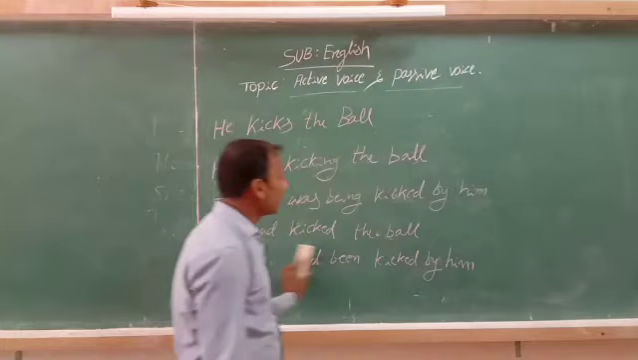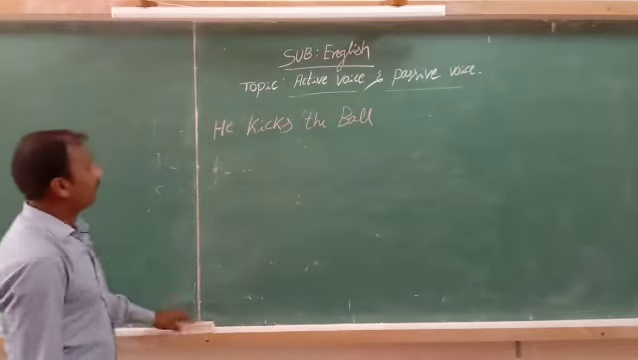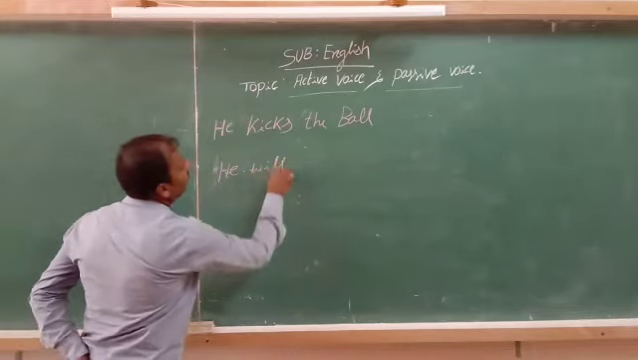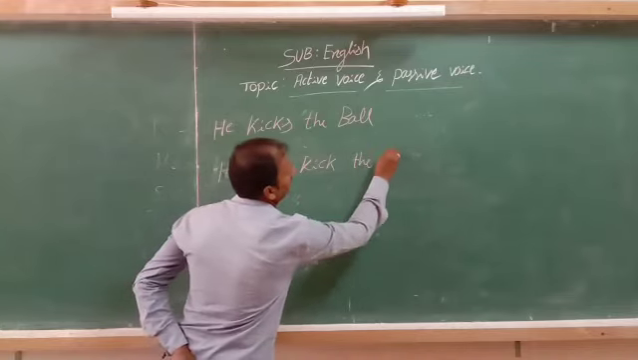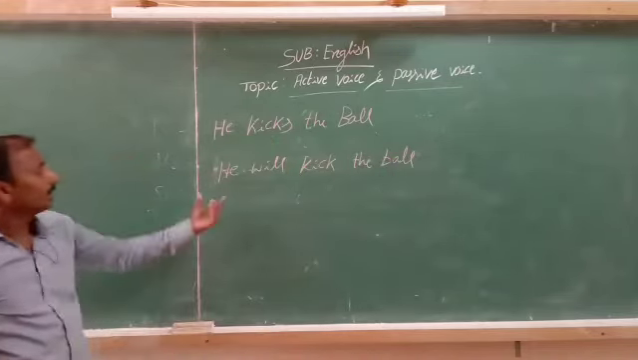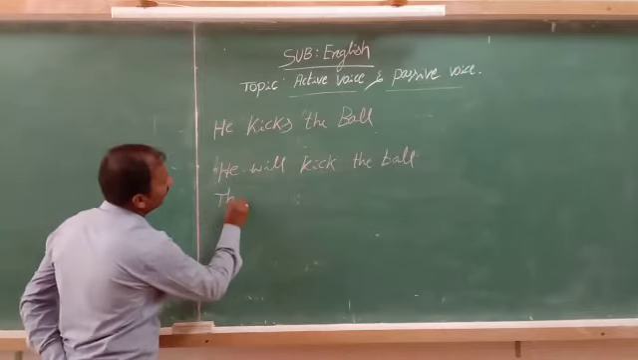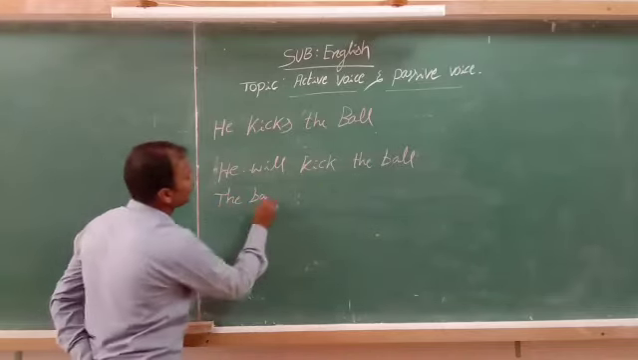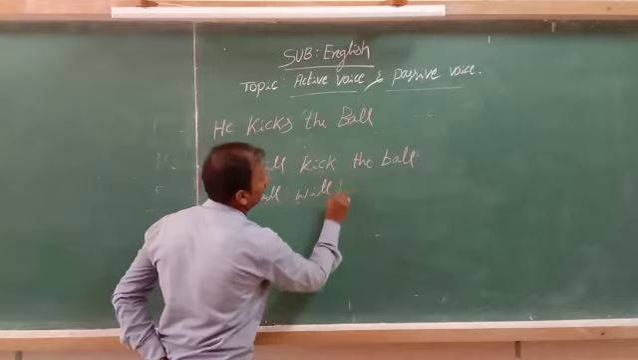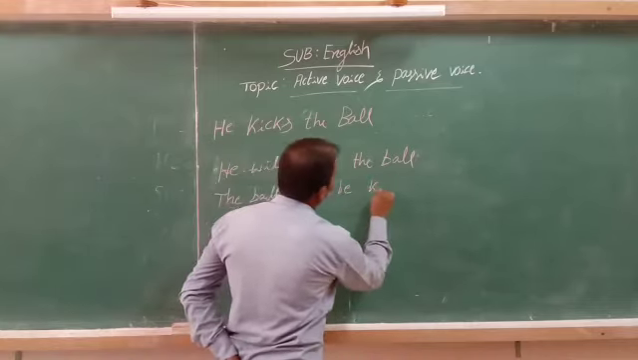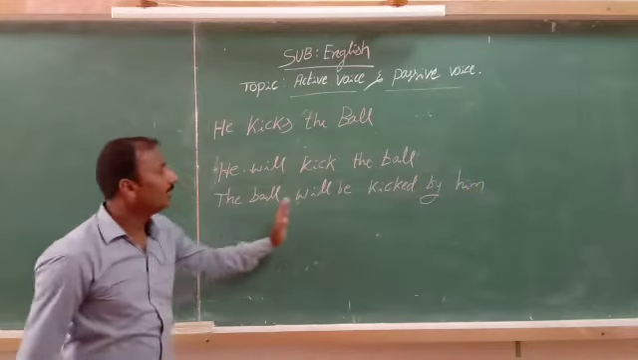Suppose it is a future tense. He will kick the ball. So in the sentence, we use a modal auxiliary will, and change as a passive sentence. The ball, again object become a subject, the ball will be V3 form kicked by him. The ball will be kicked by him.